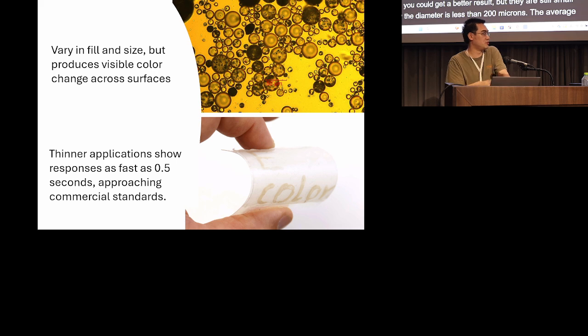Basically, what you do is you put on the electrode, you apply the voltage onto it. You can see the color change in general, and the response time is usually within half a second or something like that, which is close to the industry performance.